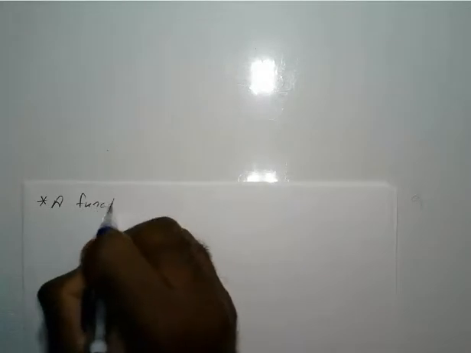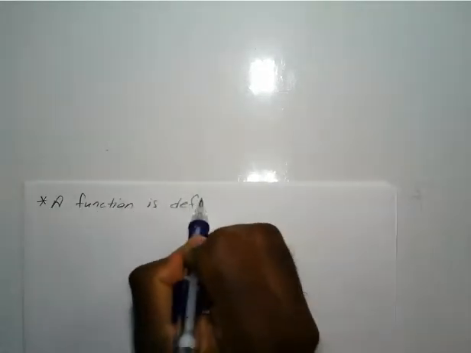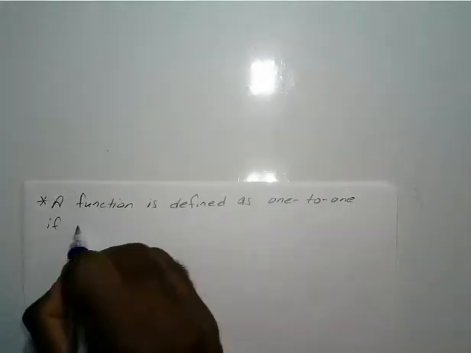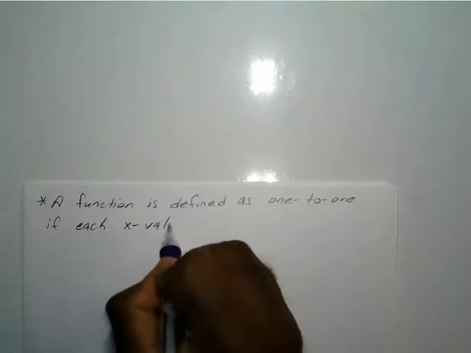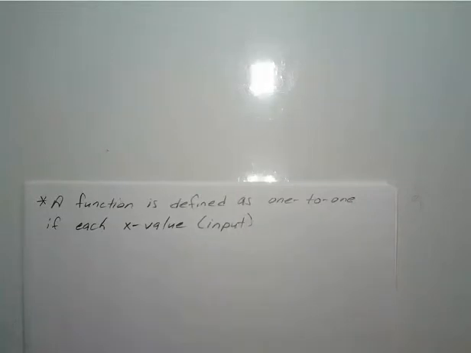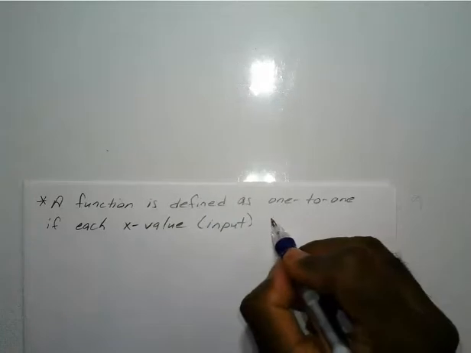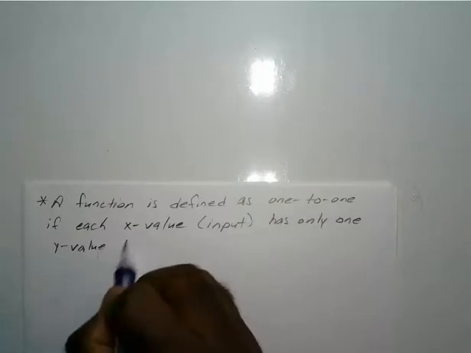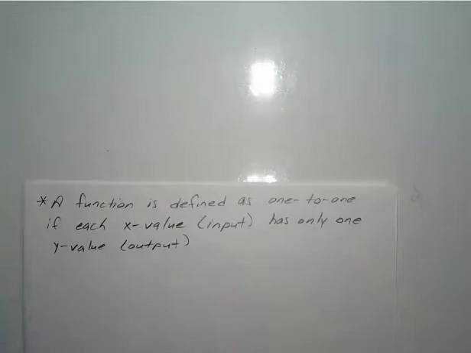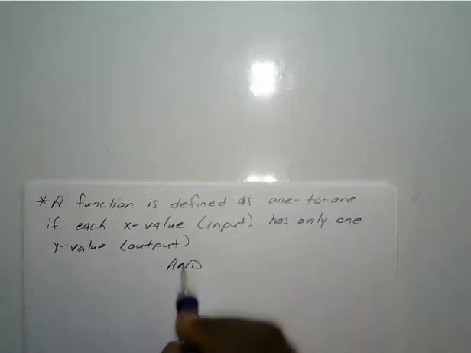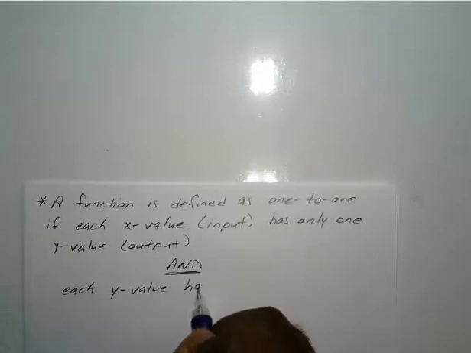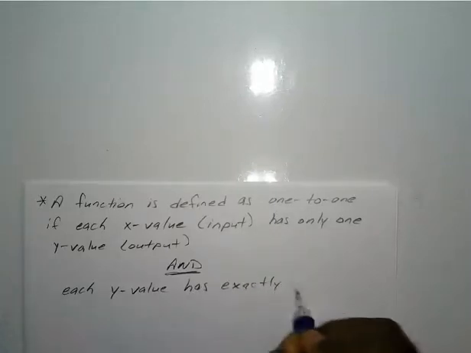A function is defined as one-to-one if each x value, or your input, in some cases, has only one y value, or output, and here's the kicker, and each y value has exactly one x value.